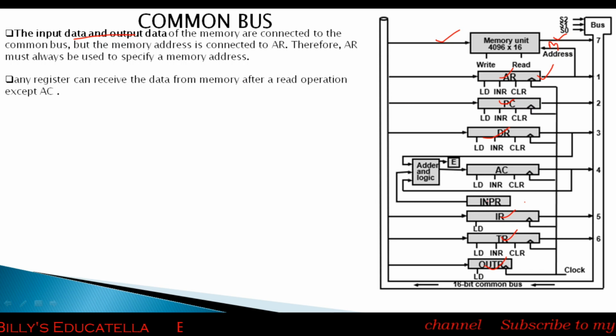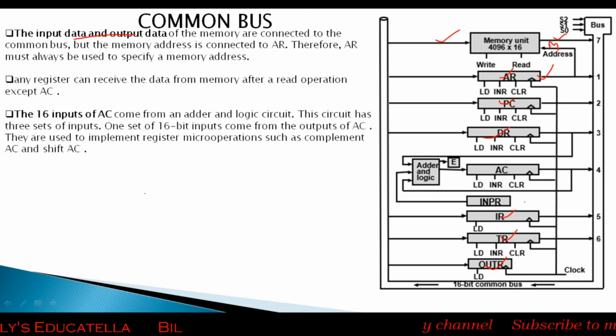because the accumulator gets the input from the INPR, from the accumulator itself, and from the output of the data register. So there is no necessity of memory for the accumulator for getting the input. Next, the 16 inputs of the accumulator. The accumulator is a 16-bit register, so the 16 inputs of the accumulator come from the adder and logic circuit.